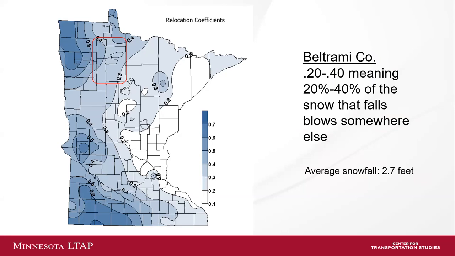It'll also give you the average snowfall for the county. Beltrami County averages 2.7 feet of snow. So that's quite a bit of snow. So just a very interesting website to go take a look at.